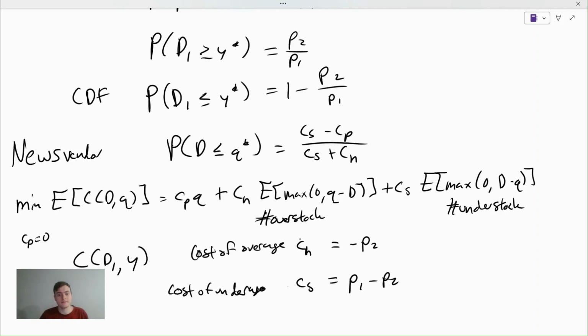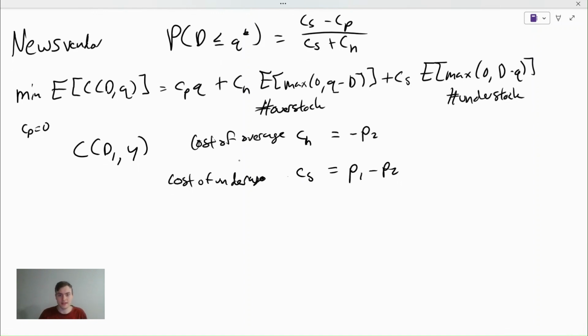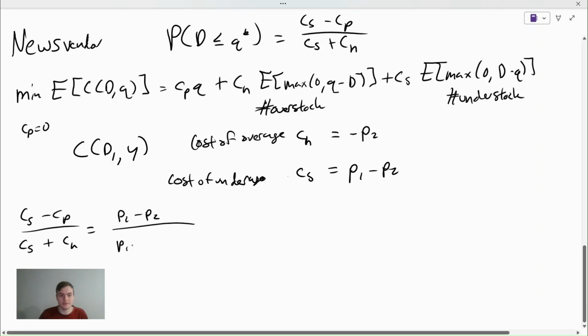Like, why is this one negative? This one's positive. The overage we're seeing, actually making your protection level too high, you don't pay a positive cost. You actually pay a negative cost because you still got that revenue from customer 2. Versus in underage, we have a positive cost because you lost out on that price difference that you could have charged. And so putting that in terms of the critical ratio, CS plus CP over CS plus CH, we have P1 minus P2 divided by P1 minus P2 minus P2.